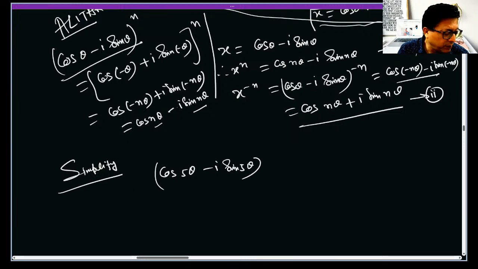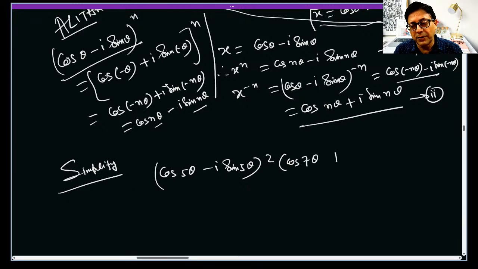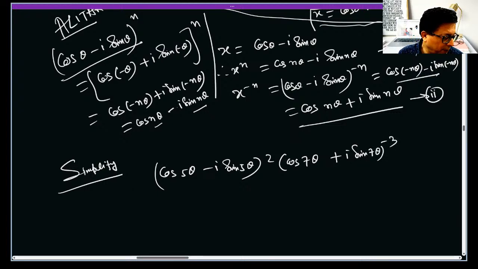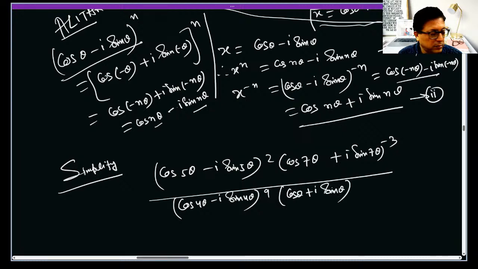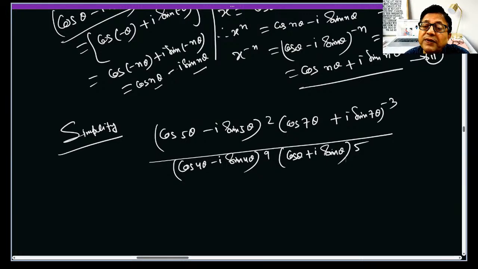I sin 5 theta to the power 2, cos 7 theta plus, to the power minus 3, 4 theta to the power 9, this to the power 5, given this way. You need to simplify it. Without using De Moivre's theorem, it will be very difficult. But by De Moivre's theorem, it's very easy.